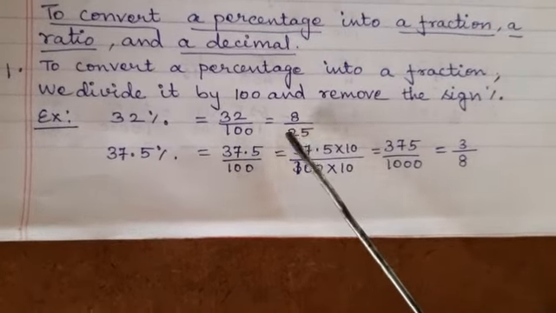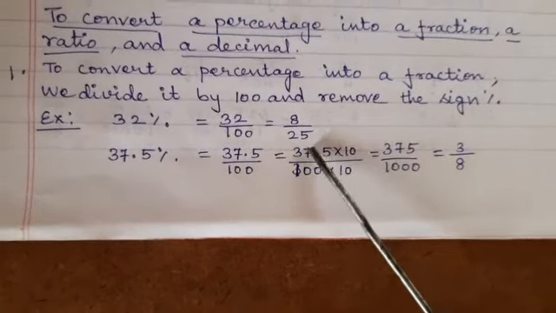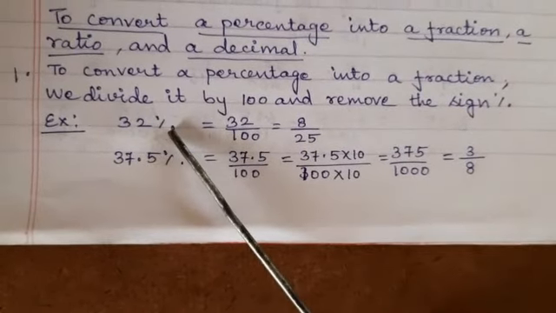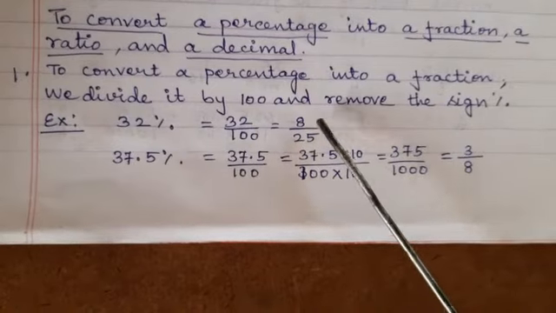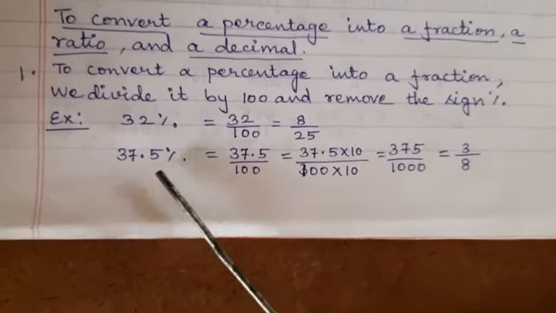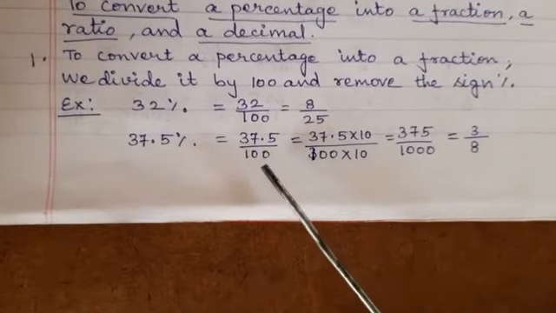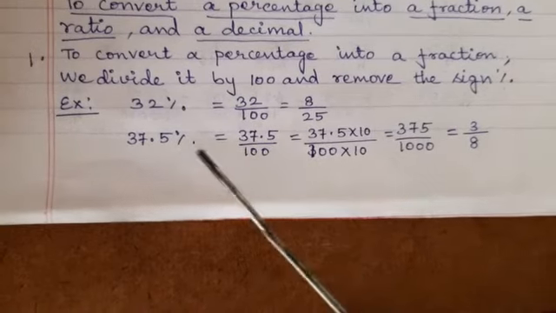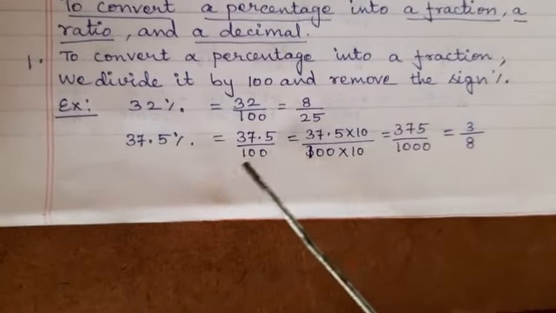Then after that you bring it to the simplest form, the lowest form, that is 8 by 25. So you are converting this 32 percentage into a fraction. The answer is 8 by 25. Next example, 37.5 percentage. So write it as a fraction first, 37.5 by 100. Percentage means divided by 100, so I have written that.